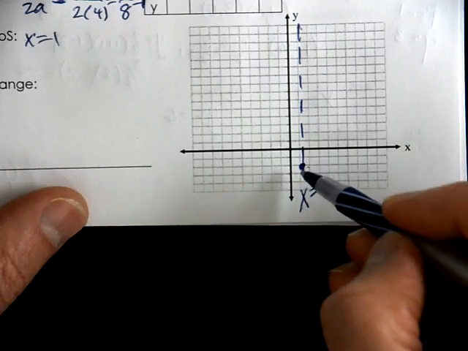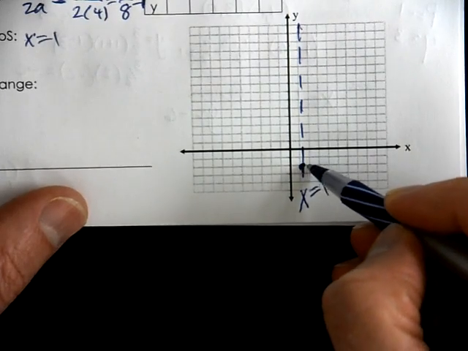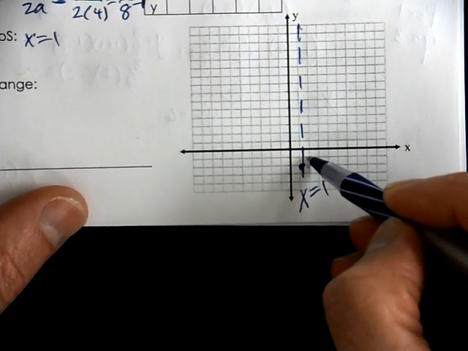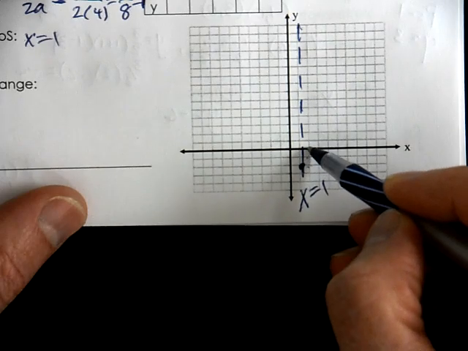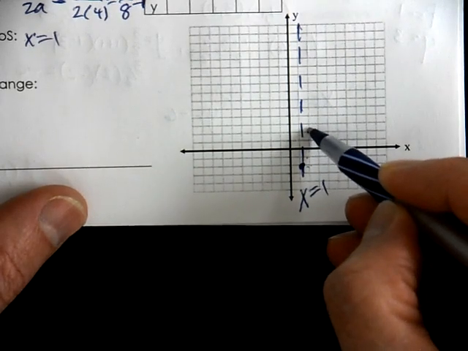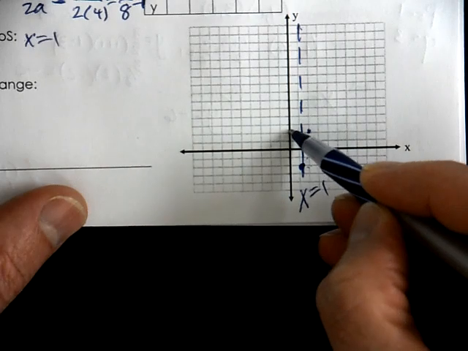Now our a value is 4. So we're going to use the same pattern we did before. Normally we go over 1. 1 times 1 is 1. But now we're going to times that by the a value, which is 4. So we're going to go up 4. There we are. You can reflect that.